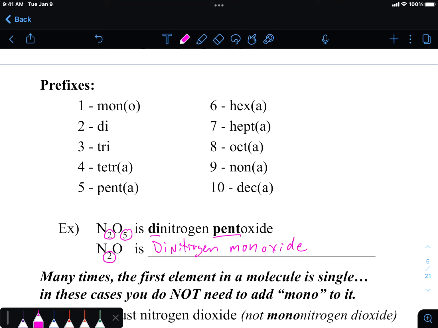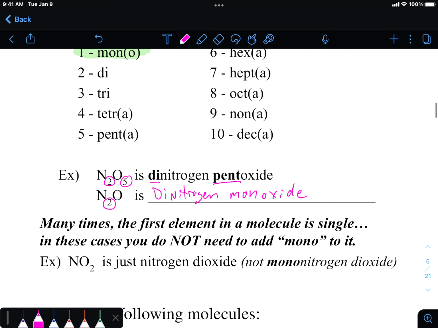Now here's the thing. There's something special you should know about the prefix mono. And that is, this prefix is only used for the second element. Okay, it's only used for the second element. We never use it for the first element because it would increase the number of chemical names by a lot, unnecessarily.